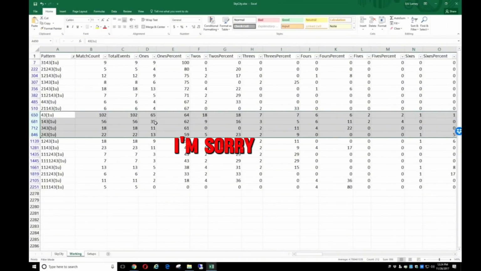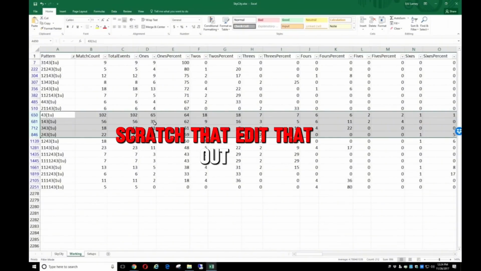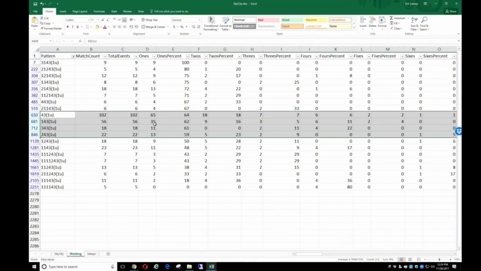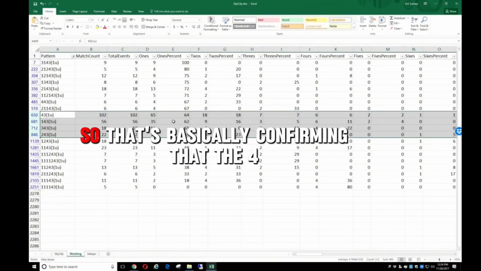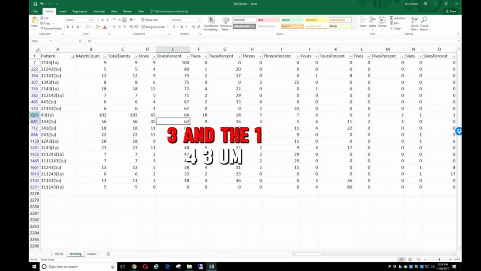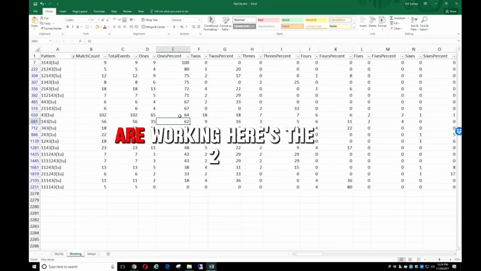No, I'm sorry. Scratch that, edit that out. The 1 stayed 1 62% of the time. Yeah. So that's basically confirming that the 4-3 and the 1-4-3 are working.